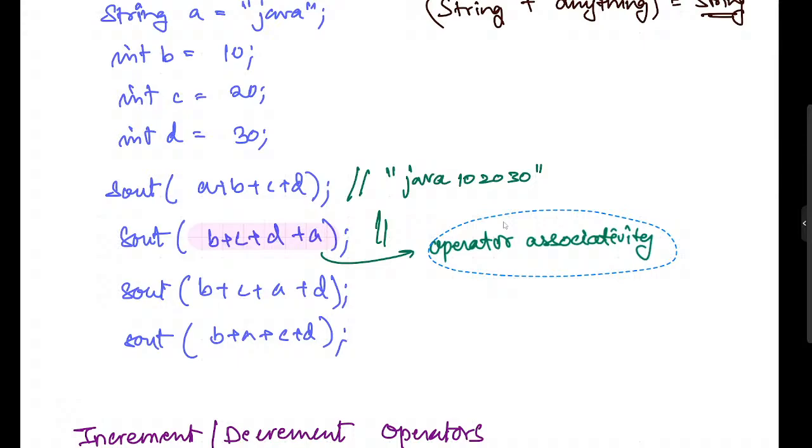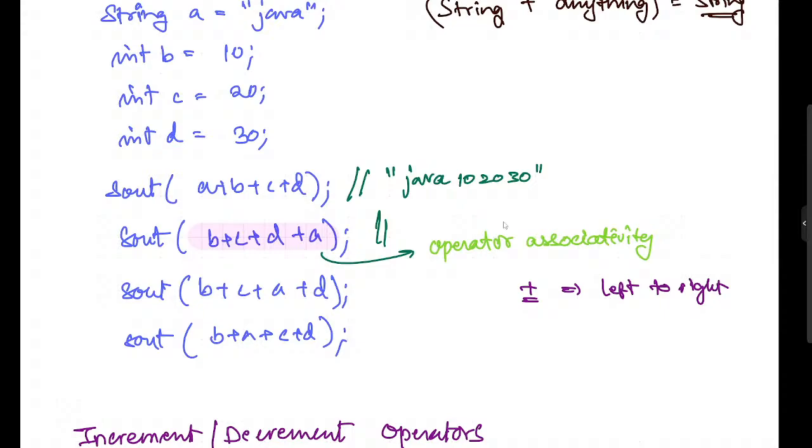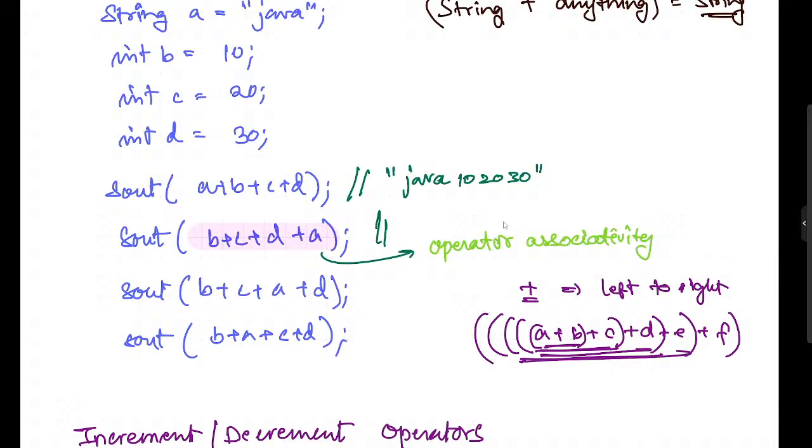Very briefly, let's discuss this. What I am saying is very simple: this particular plus is generally associated left to right. That means if we have a plus b plus c plus d plus e plus f, first a plus b will be done, then the answer of a plus b will be solved with c, then the answer of this entire thing will be solved with d, then with e, then with f. So it is always going to associate from left to right.